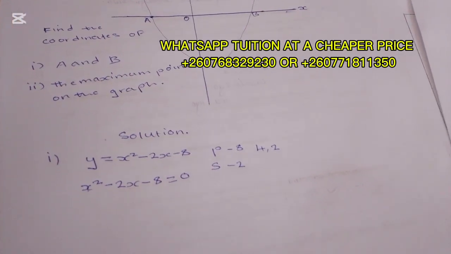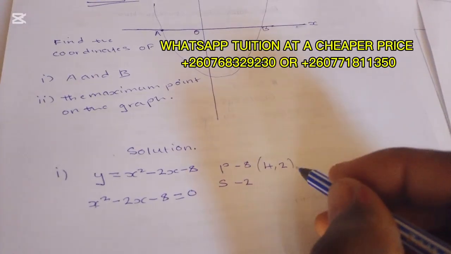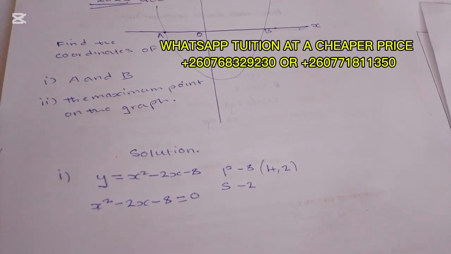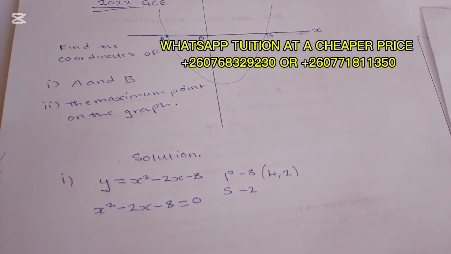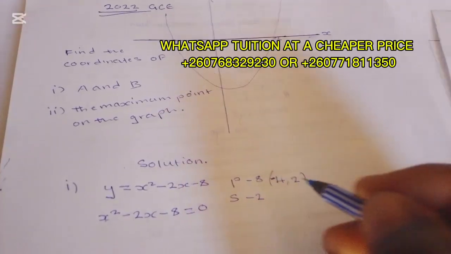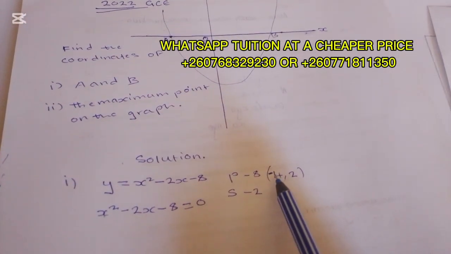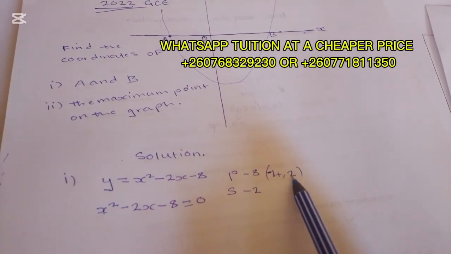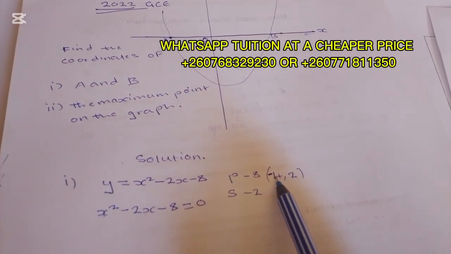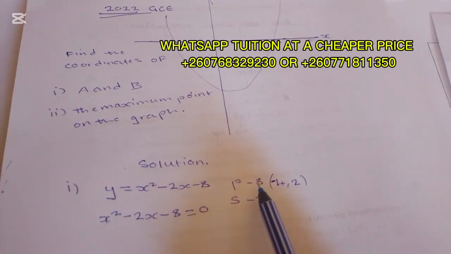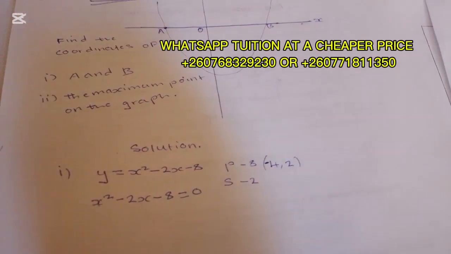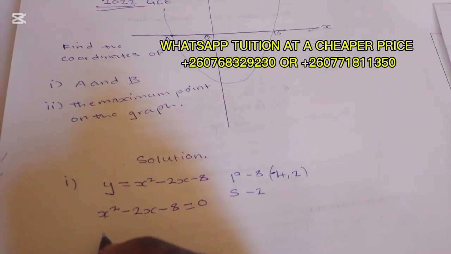These are the factors. Now, which one among these will be negative? Of course, 4 must be negative, so that when we say negative 4 plus 2, it gives us negative 2. When we say negative 4 times 2, it gives us negative 8. So these are the factors that you are going to get in this equation. So we are going to replace.